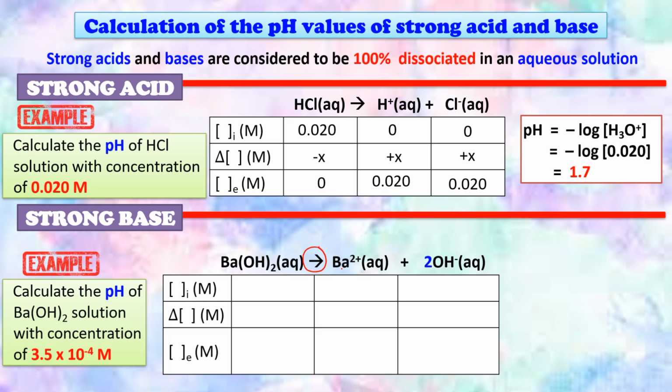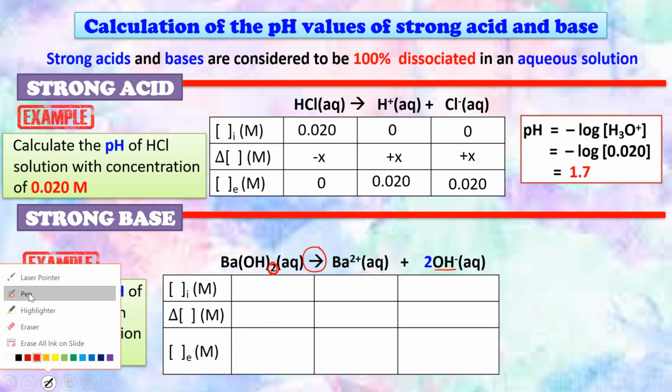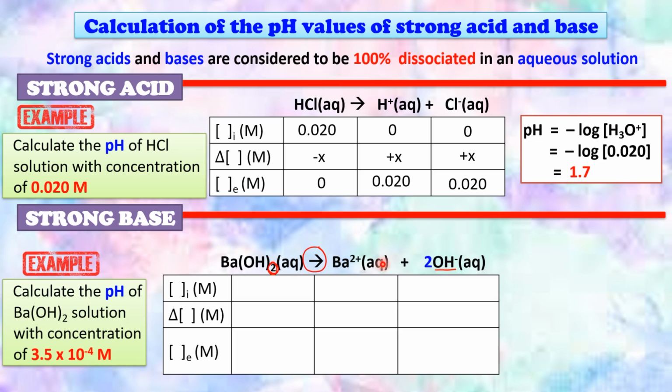So it will form barium 2+ ion. Remember, barium is located in group 2. And it will form OH- ion. Since here we have 2, you have to balance the equation first, so you have to times 2. And lastly, don't forget to write the phase, aqueous. Next, draw the ICE table and substitute the initial concentration of barium hydroxide.